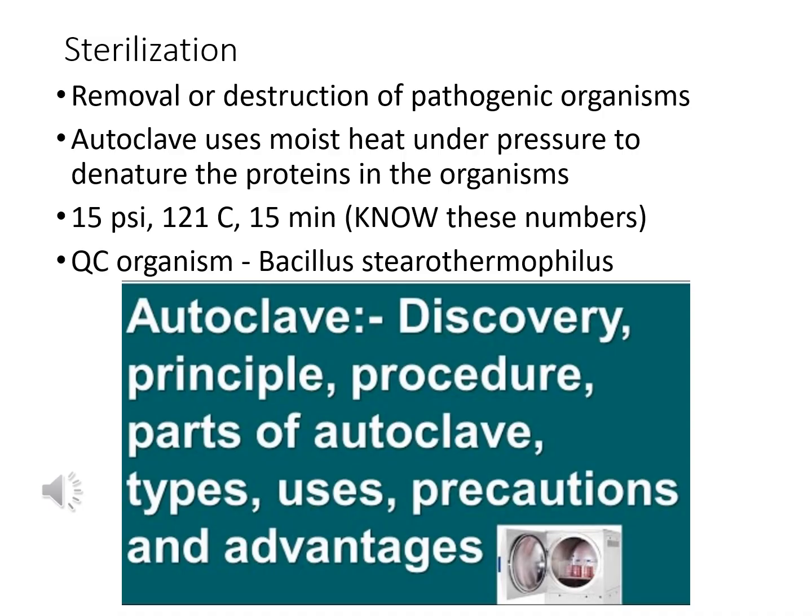Sterilization. When we sterilize items, we remove or destroy pathogenic organisms. Typically in the clinical lab, this is done through the use of an autoclave. The autoclave uses moist heat under pressure to denature the proteins. And once the proteins are denatured, the organisms are no longer viable. So I would know these numbers for the autoclave. Basically, it needs to be set at 15 psi, so the pressure, at 121 degrees Celsius for 15 minutes.